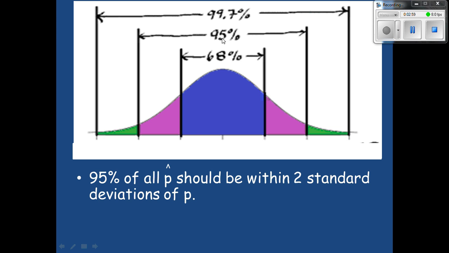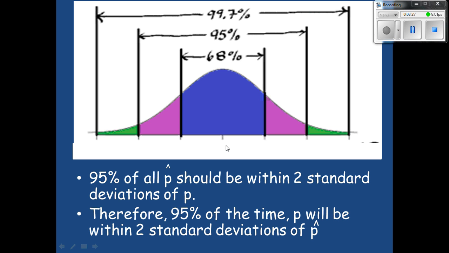And we should know, going back to the empirical rule, that 95% of all the p hats should be within 2 standard deviations of p. So either within this blue or in this purple shaded section, that's where 95% of all the p hats should be. There are going to be some in the green and then very few out past the green, but 95% of the time, each sample proportion should be within 2 standard deviations of the true center, p. So if we think about it the other way, 95% of the time, p will be within 2 standard deviations of p hat.